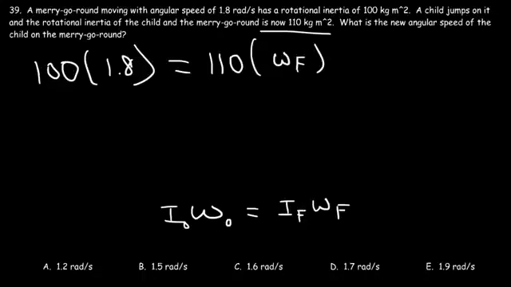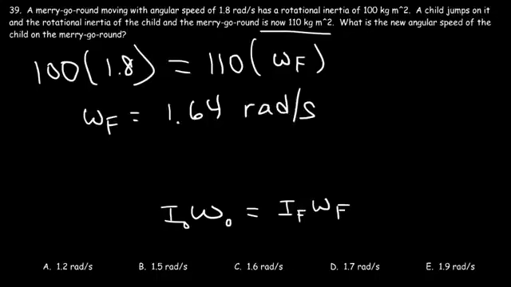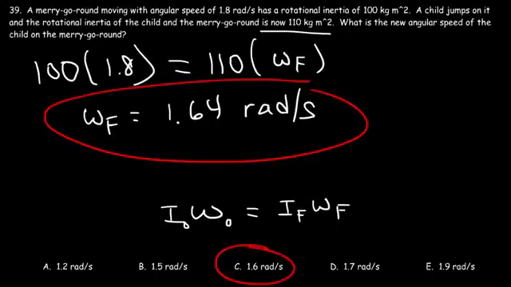So it's 100 times 1.8 divided by 110. And so the final angular speed is 1.64 radians per second. So this rounds to 1.6, which means C is the right answer.